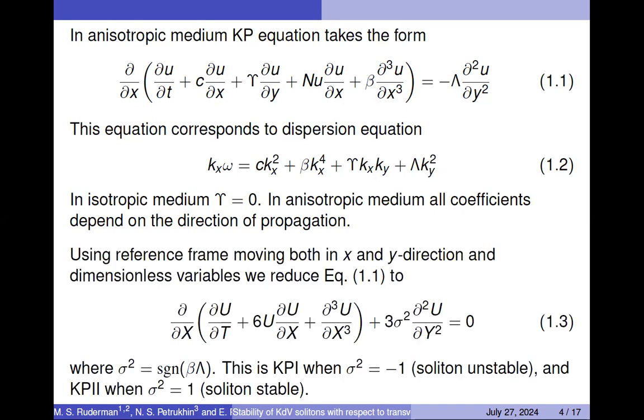We can use a moving reference frame and reduce this equation to the standard form of the KP equation. In this equation, sigma squared equal to -1 corresponds to unstable solitons in the KP1 equation, and sigma squared equal to 1 corresponds to the KP2 equation, when the soliton is stable. So from this point of view, there is no difference between anisotropic and isotropic medium.